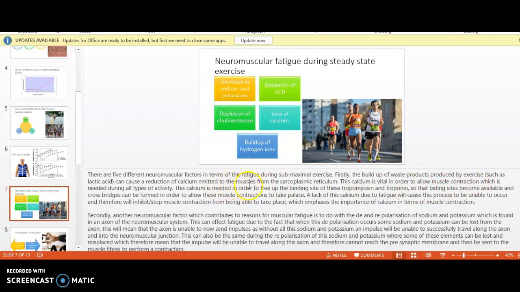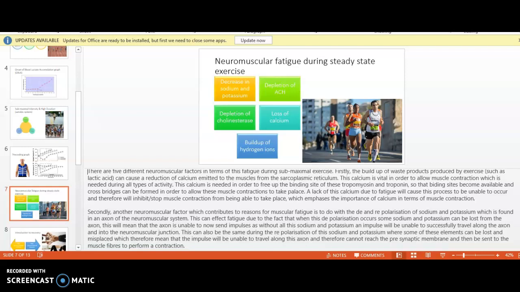This calcium is needed in order to free up the binding site of the tropomyosin and troponin, so that the binding sites are available and can form cross bridges in order to allow these muscle contractions to take place. A lack of calcium due to fatigue will cause this process to be unable to occur and therefore will inhibit or stop the muscle contraction from being able to take place, which emphasizes the importance of calcium in terms of muscle contraction.